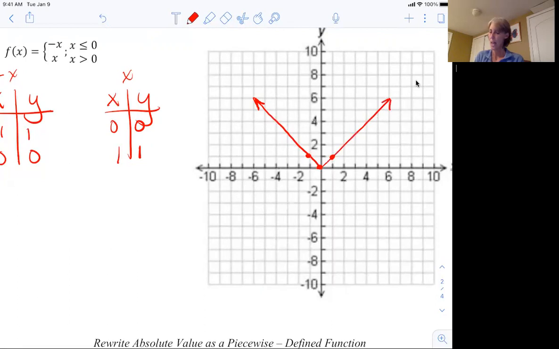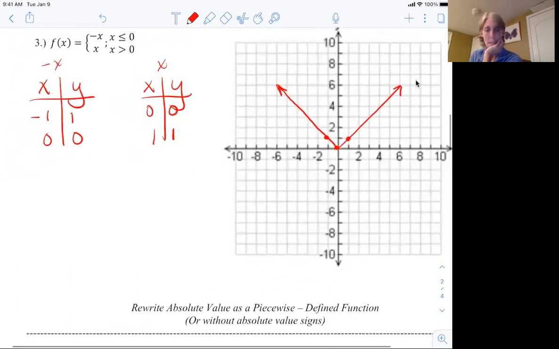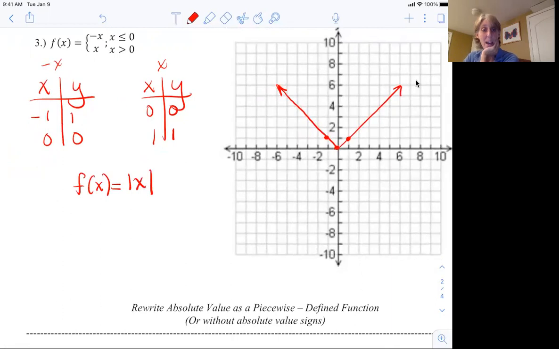Okay. And basically, when you're looking at this, what do you see? This is the same graph we get when we sketch the graph of an absolute value. So we can really rewrite an absolute value function as a piecewise function.